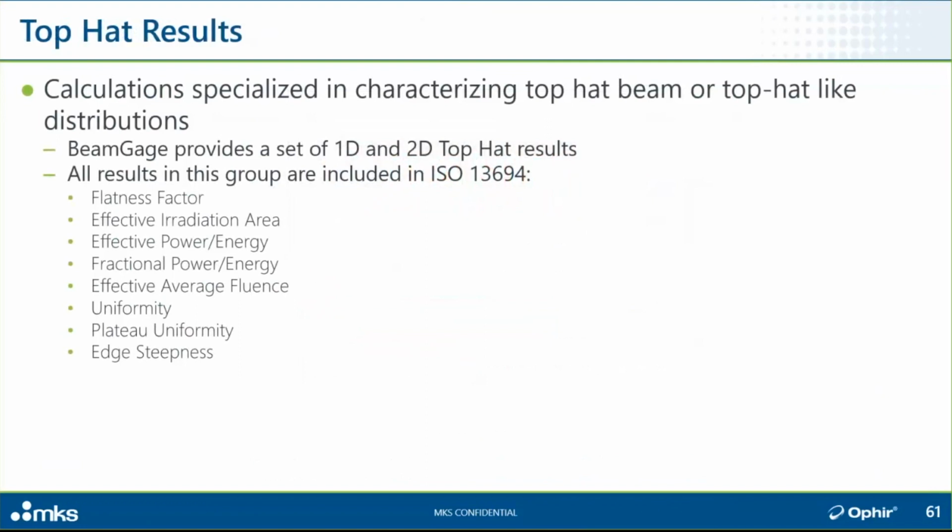So the last group that we have to cover is top hat results. If you're working with top hat lasers, this is the category that you're going to care about the very most. The top hat results all characterize top hat beams or top hat-like distributions, where the sides of the beam are much more vertical than a Gaussian distribution. The top is very flat. All of these results in this group are from ISO 13694. And in BeamGage, similar to the Gaussian group, there is both a 1D version and a 2D version of these results, with some differences between them. Refer to the BeamGage user manual for those differences.